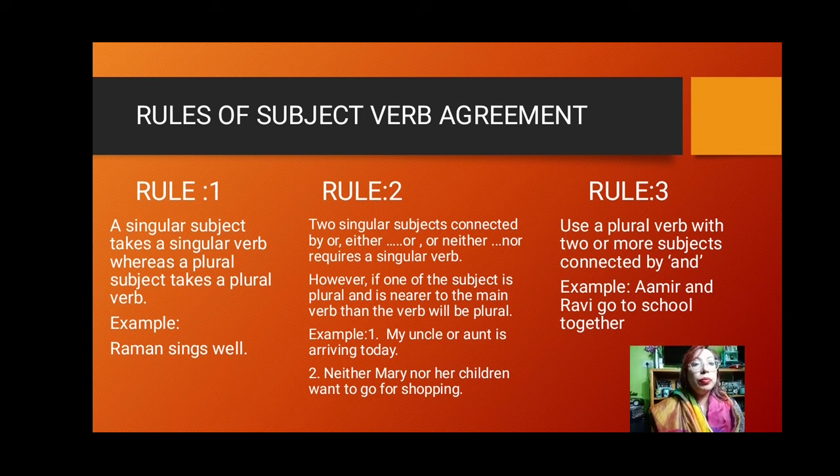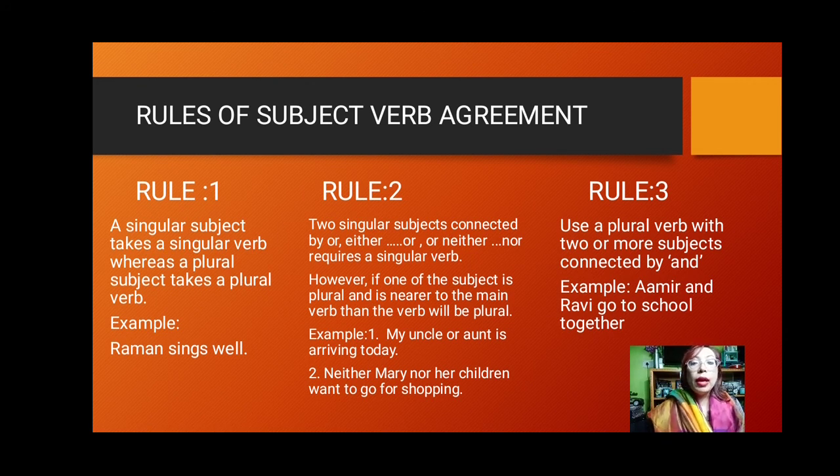It will be plural. All right, students. So you have to check the one which is nearer. If there are two subjects, you check the one which is nearer to the main verb. If the nearer one is singular, you give a singular verb. If the nearer one is plural, you tend to give a plural verb. Let us see some examples.